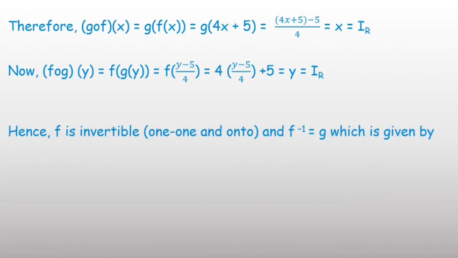If you remember this step: if f of g and g of f both are identity functions, then you can say the function is one-one and onto, or you can say the function is invertible. And g is known as the inverse of f, meaning g(x) equals (x minus 5) upon 4, or in place of g(x) write f inverse of x, and you will get the inverse of the function as f inverse of x equals (x minus 5) upon 4.